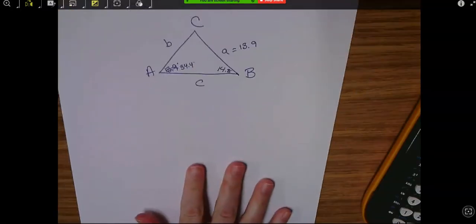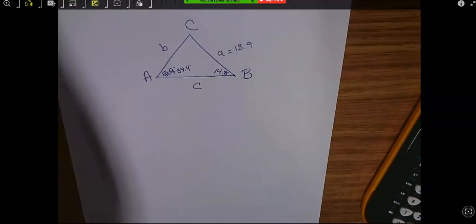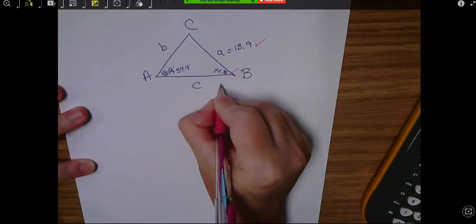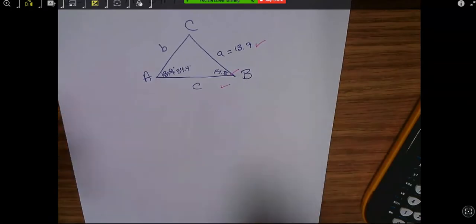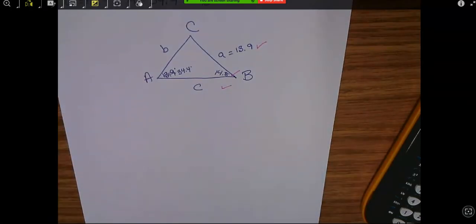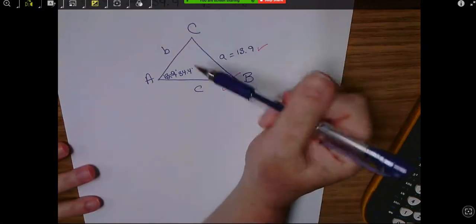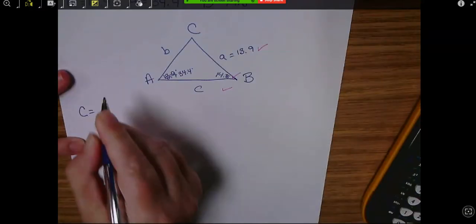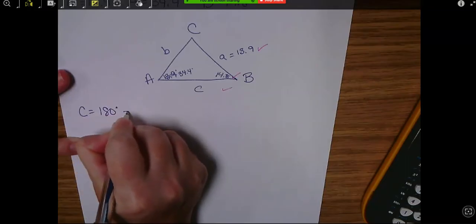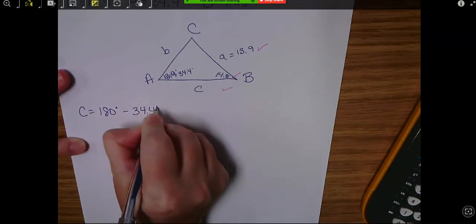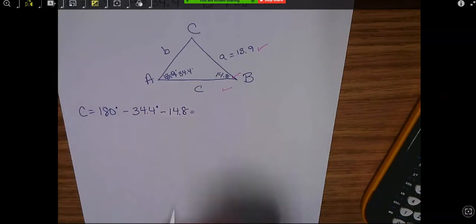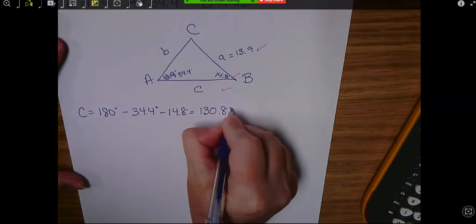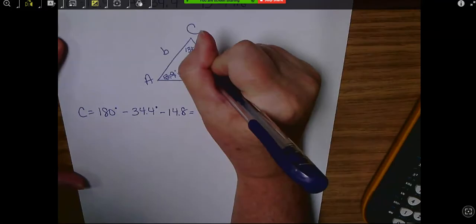So if you look at this right here, let me get another color going. I already have a side, an angle. Well, now I need this side. Okay, so that means I got to find little c. Can I find the angle for big C? And the answer is yes. The easiest part of this all, right? So it's 180 degrees minus the two angles. And if you trust me, I got 30.8 degrees.